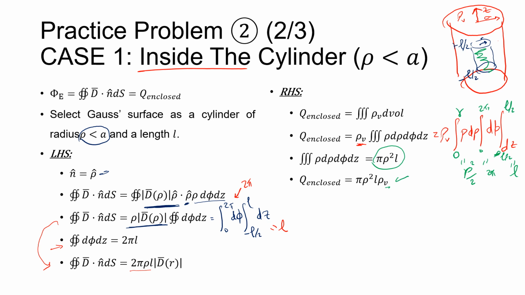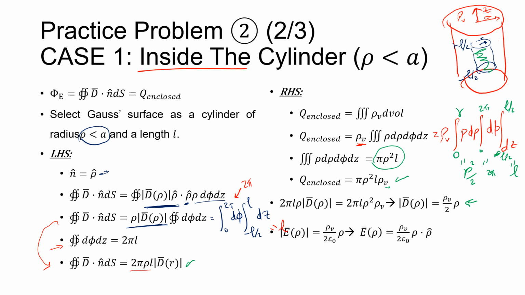Then use these two results here and there, equate them together and simplify. Then you get D rho equal to rho v over 2 multiplied by rho. And then if you solve for E, you get rho v over 2 epsilon naught times rho, and then you just multiply by a rho to get the full vector.